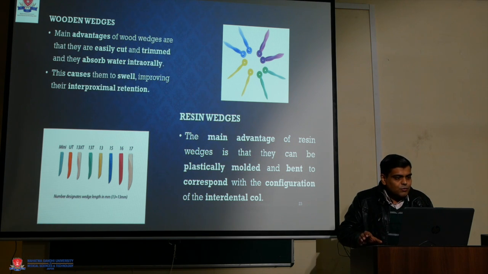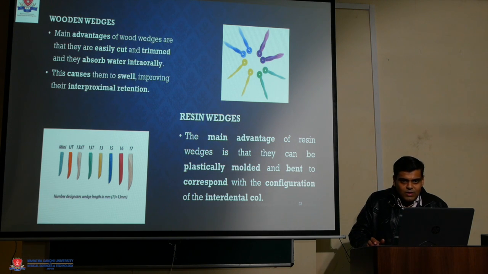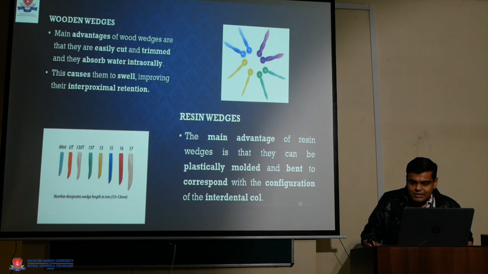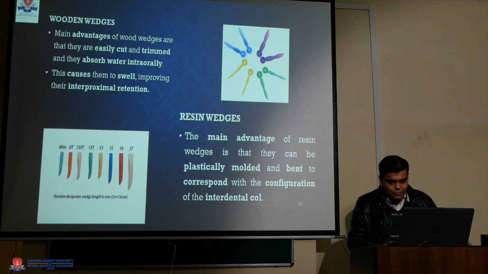The main advantages of a wooden wedge are that it can be easily cut and trimmed, and it absorbs water intraorally, so that the contact will easily separate, and this also causes it to swell, improving the interproximal retention. And the main advantage of a resin wedge is that it can be plastically molded and bent to correspond with the configuration of the interdental space.